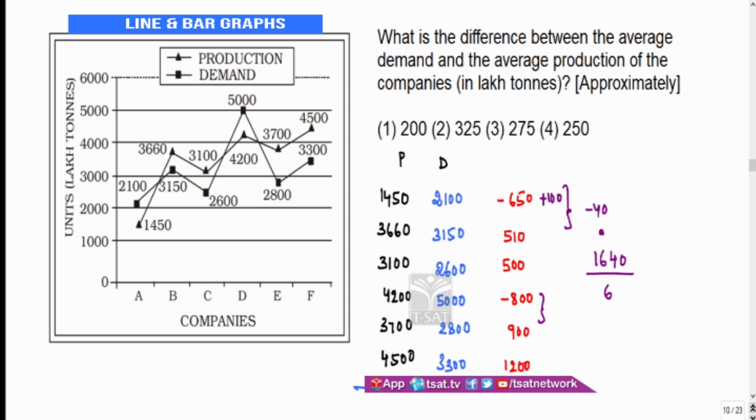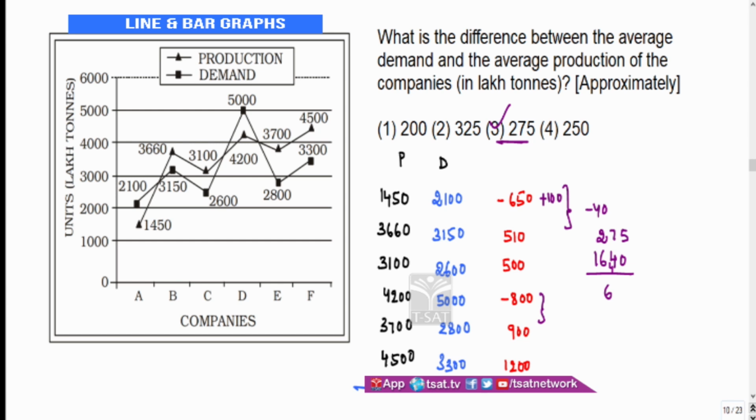I know 6 2s are 12. Then after that you will be left with 4. Then I can say 6 7s are 42. Then you are left with 2. Therefore, I can say 7 3s are 21. So approximately it is around 275. So the answer is 275.